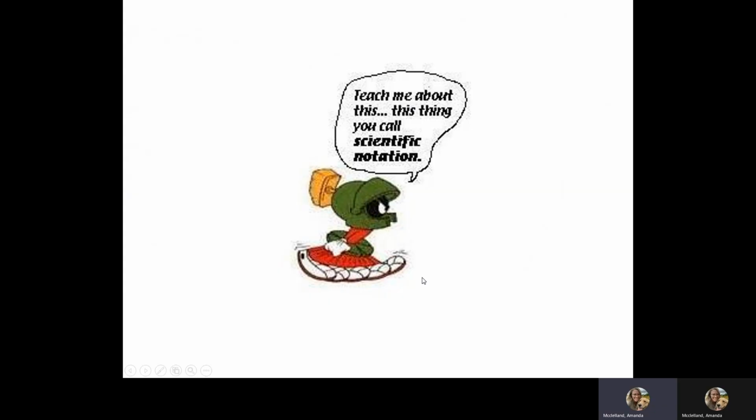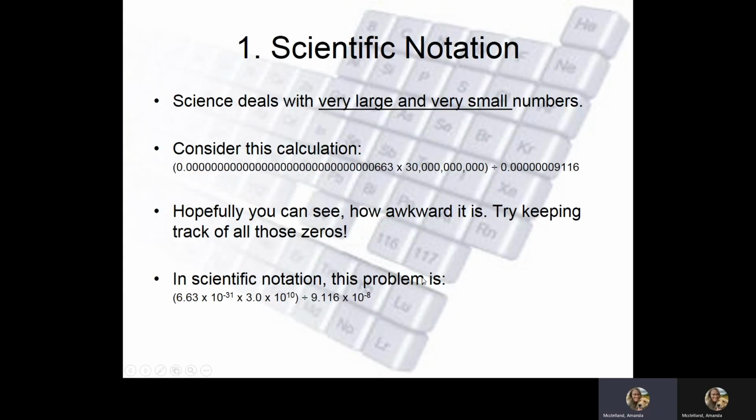All right, so science has some very large and very small numbers. So if we look at that calculation, we don't want to be doing that calculation. That first number has 31 zeros, so we don't want to put that in the calculator. So what we're going to do is turn this calculation into this calculation by reviewing our scientific notation rules.